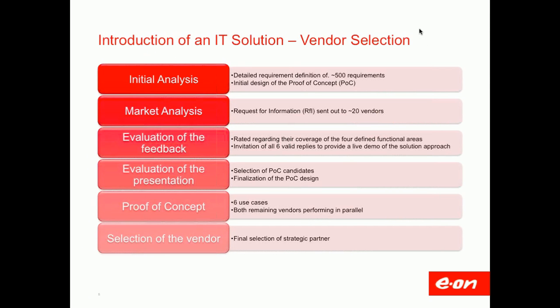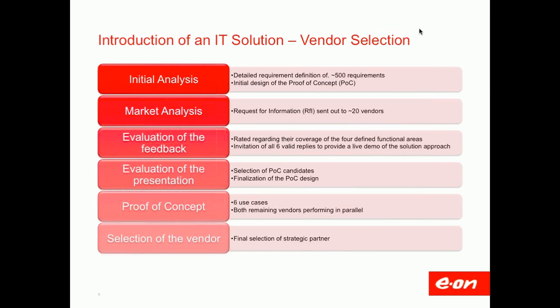And so we started with an initial analysis by compiling our set of requirements, and of course a set design for a proof of concept which we wanted to conduct. We also, as a next step, did what we called market analysis, but in the end we sent out requests for information to roughly 18-20 vendors that we had identified as being potentially capable of entering a partnership, a longer term partnership, since we did not only want to buy a solution.